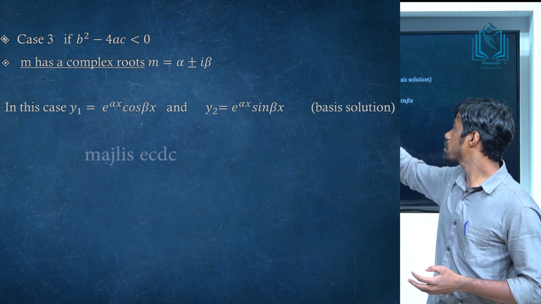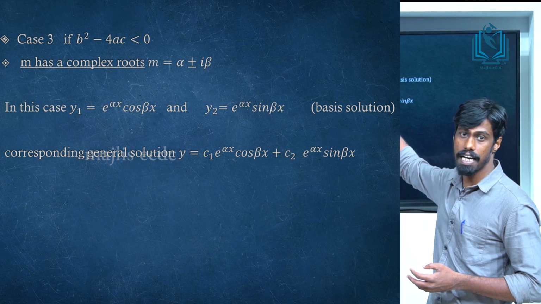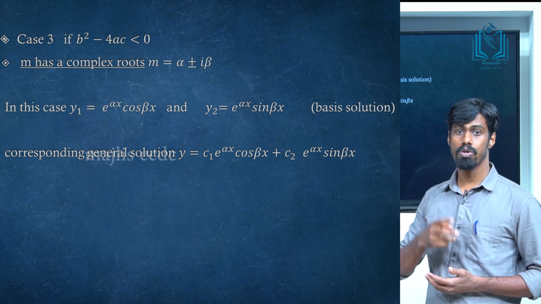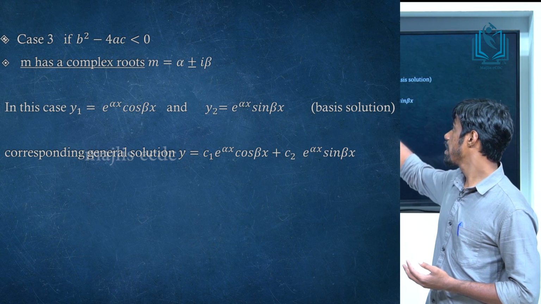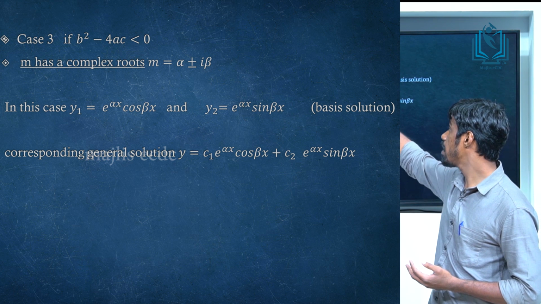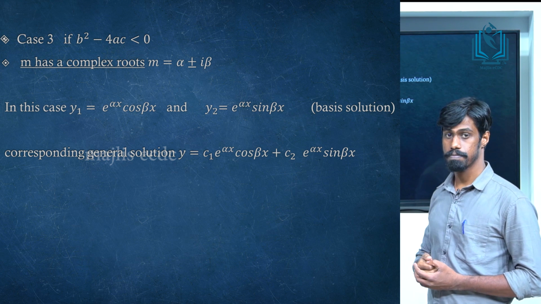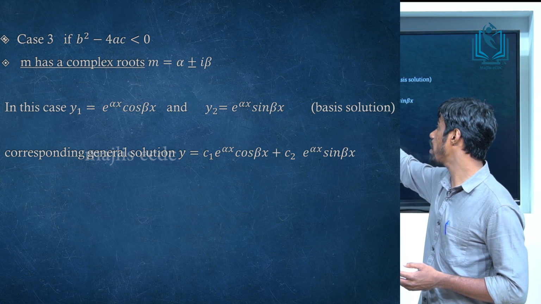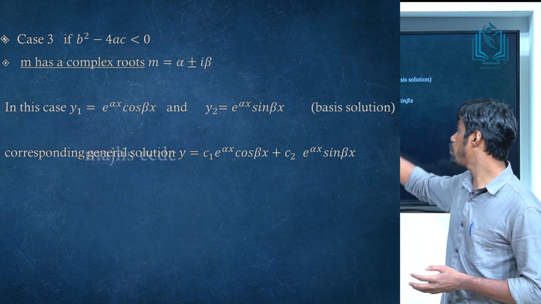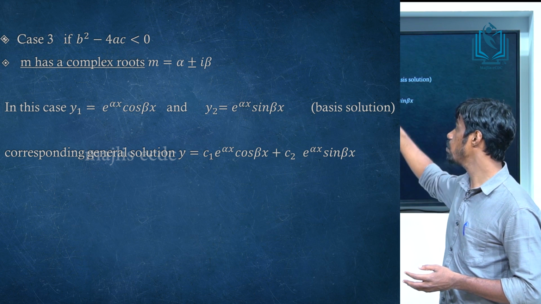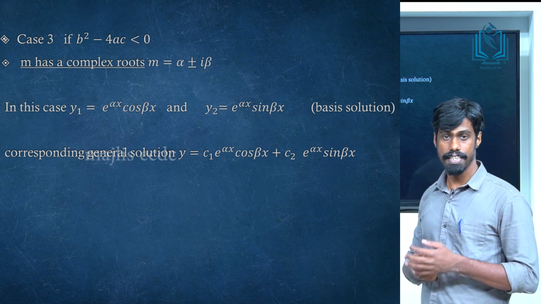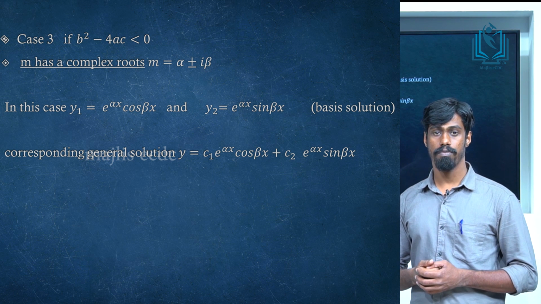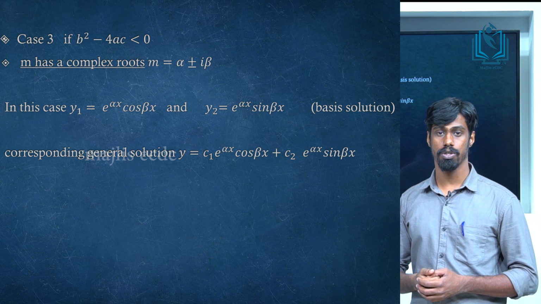Next, case number 3. If b square minus 4ac is less than 0, then we get m has two complex roots, say m is equal to alpha plus or minus i beta. In this case, y1 equal to e raised to alpha x into cos beta x and y2 is equal to e raised to alpha x into sin beta x is the basis solution of a y double dash plus b y dash plus c y equal to 0.